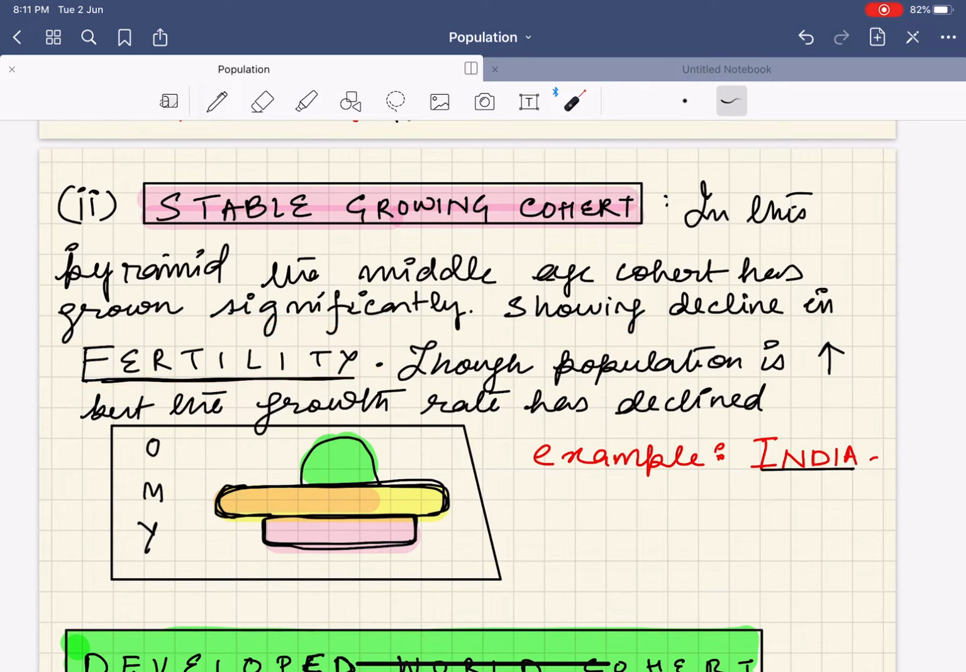What is fertility? Like we had mentioned earlier, fertility is nothing but the number of births given by a woman during her reproductive age, until she reaches the age of menopause. Next, though population is increasing, the growth rate has declined. This is what we got from the diagram. Hence, draw this diagram and analyze it. Simple. No need to remember anything or mug up anything. Understand this diagram more than enough.